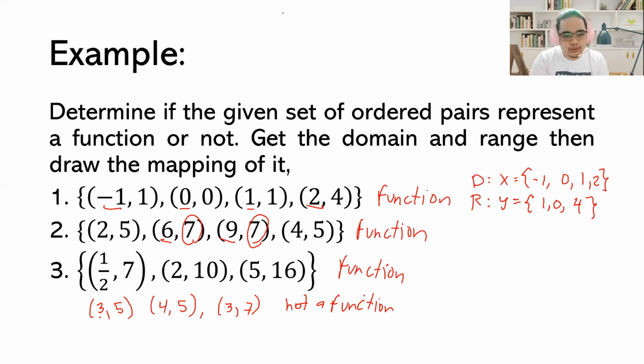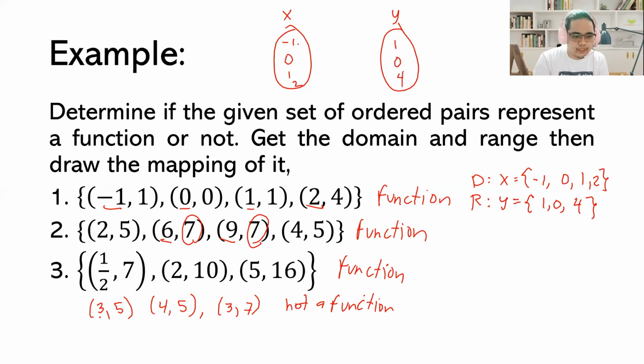So how are we going to map that? So we have x, we have y, or write the elements, negative 1, 0, 1, 2. Then write the elements din dito, 1, 0, 4. And then you pair. Sabi dyan, negative 1, 1. So yung negative 1 naka-pair sa 1. 0, 0. So yung 0 naka-pair sa 0.